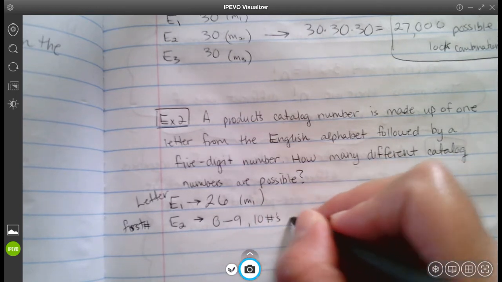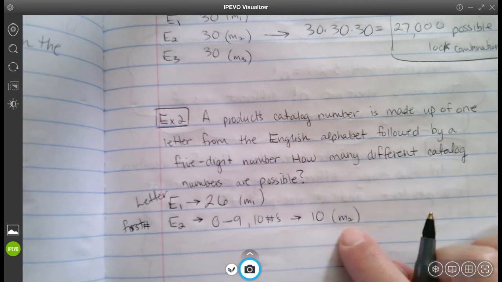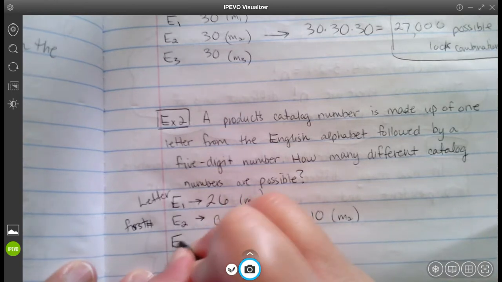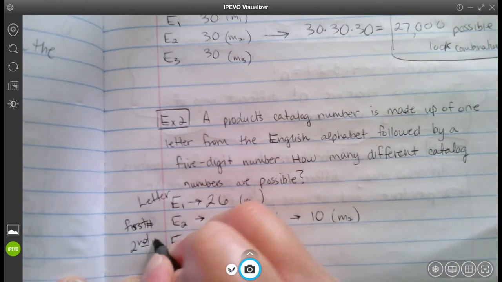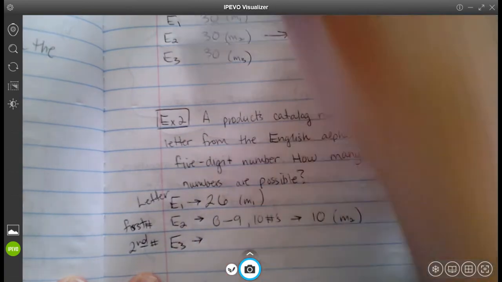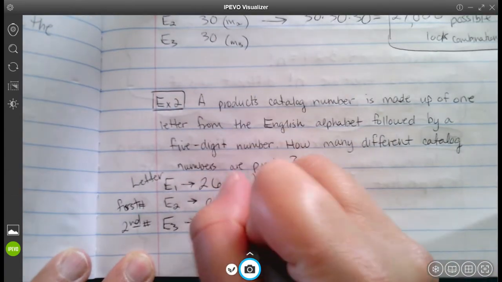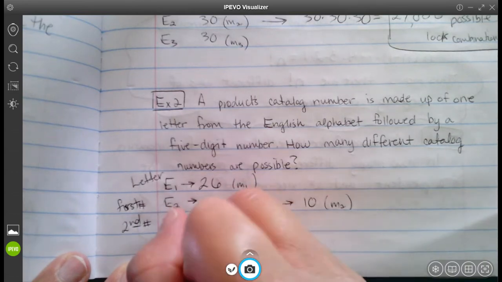Okay, so that means that 10 is going to be our second amount of possibilities, okay? For event 3, we're trying to find the second number now. Remember, there's 5 numbers. Again, we're not omitting any of those numbers, so we still have 10 options. So 10 is our M3, and maybe you can kind of see what's going to happen next.